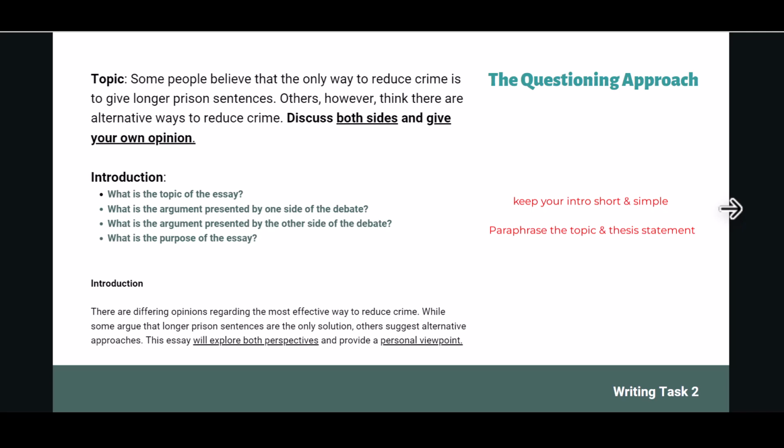Here is the sample introduction. There are differing opinions regarding the most effective way to reduce crime. While some argue that longer prison sentences are the only solution, others suggest alternative approaches. This essay will explore both perspectives and provide a personal viewpoint. This is my introduction.